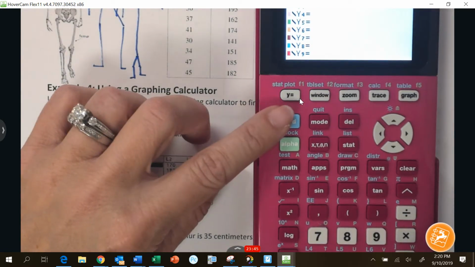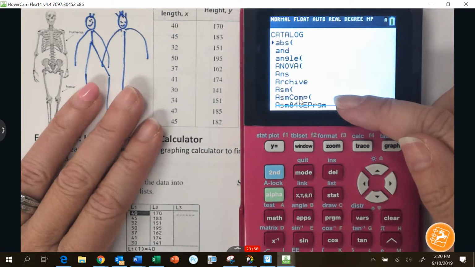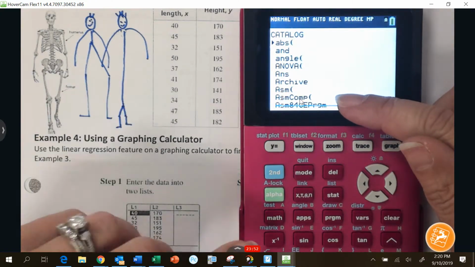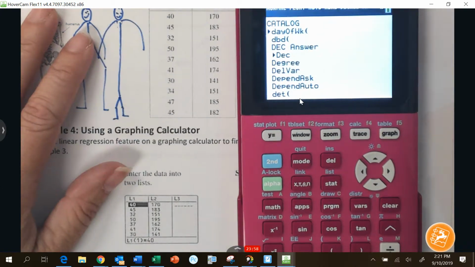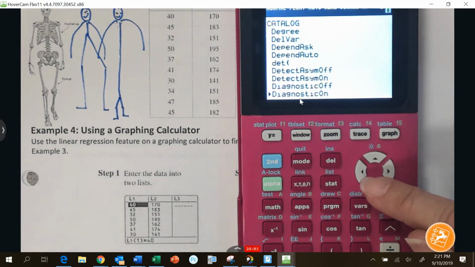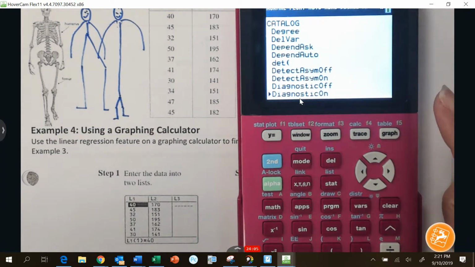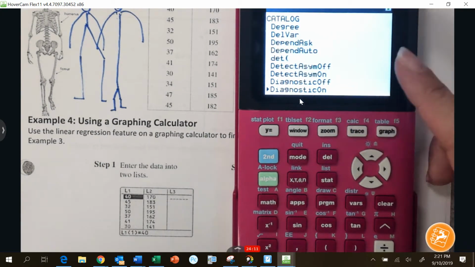You're going to go second, and then you're going to choose the 0, which is catalog, and a big list is going to come up. Then you're going to hit the button that says x to the -1, which takes you to the D's. And then you're going to scroll down in the D's. Diagnostic on. Once you find diagnostic on, you hit enter, and then it says done. Mine doesn't say done. Then hit enter again. Oh, I found it.